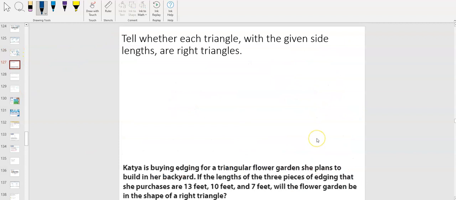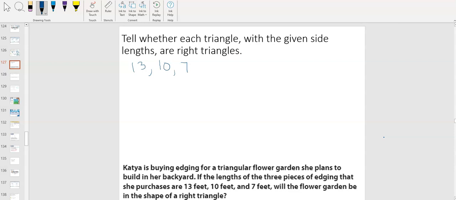But what if I'm given a problem where they're not given the triangle? Okay. Here we have Katya, and she's buying an edging for her triangular flower garden, and she plans to build her backyard. If the lengths of the 3 pieces that she purchases are 13 feet, 10 feet, and 7 feet, will it be a right triangle? That's what we're trying to figure out.